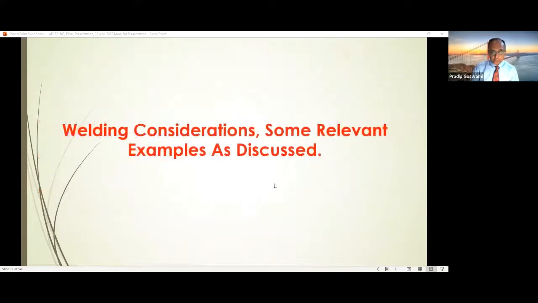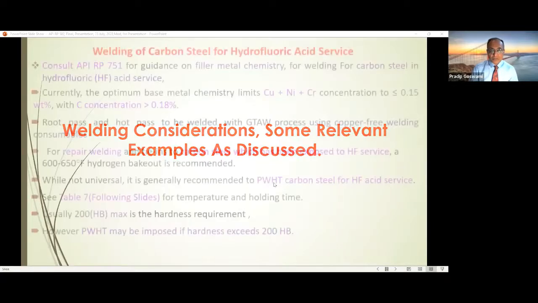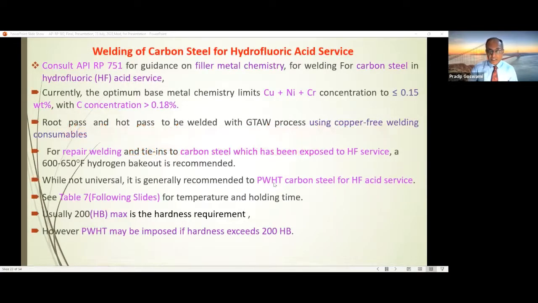Now, welding considerations. There are lots of things to talk about in this RP, but due to the time constraint and the nature of this talk, I tried to extract some of the relevant common applications or application issues, or common experiences that fabricators come across.